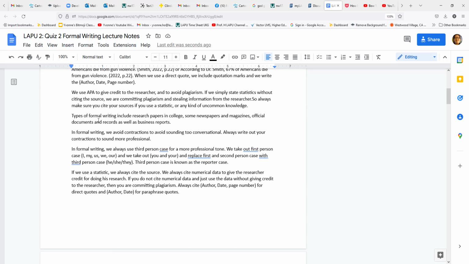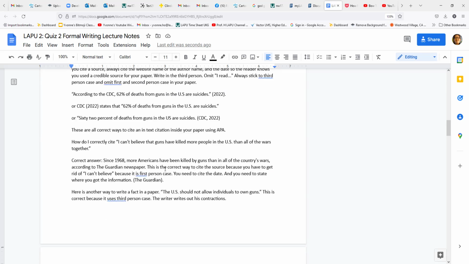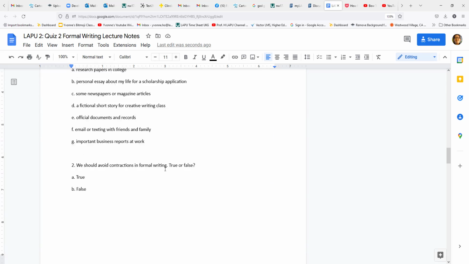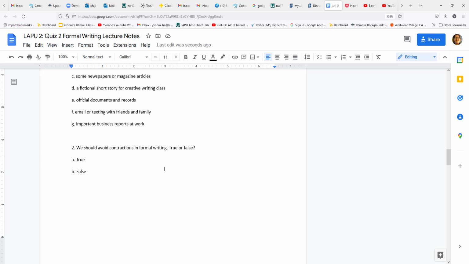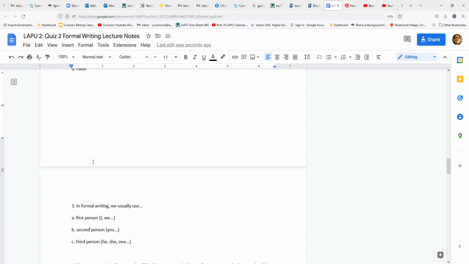Here it goes. Types of formal writing include research papers in college, some newspapers and magazines, official documents and records, as well as business reports. So that's where we use formal English. We should avoid contractions in formal writing. True or false? Oh, that's an easy one. True, because if we use contractions, we sound too conversational.